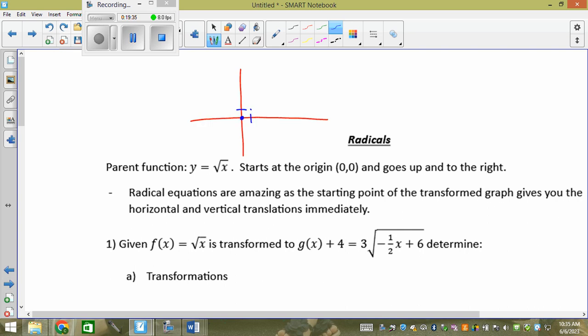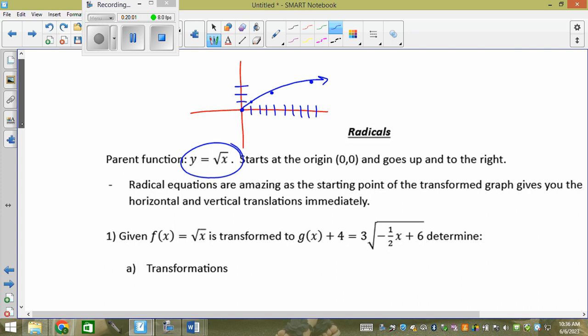0, 0, 1, 1, 4, 2, 9, 3. And that's what it does, right? That's your normal y equals root x. So if it's not up and to the right, we have a reflection. We talked about that, correct? If it's to the left, we have a reflection in the y-axis. If it's down, we have a reflection in the x-axis. We've talked about all those things.